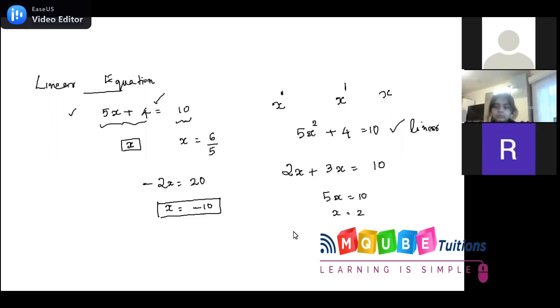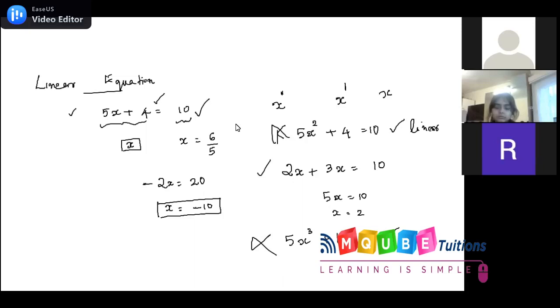Very good. Now if I write a different example like 5x cube plus 1 equals 10, is this a linear equation? No, because you have the exponent of the variable as 3. So this is a cubic equation. It's x cube, so this is not a linear equation. These two are examples of linear equations.